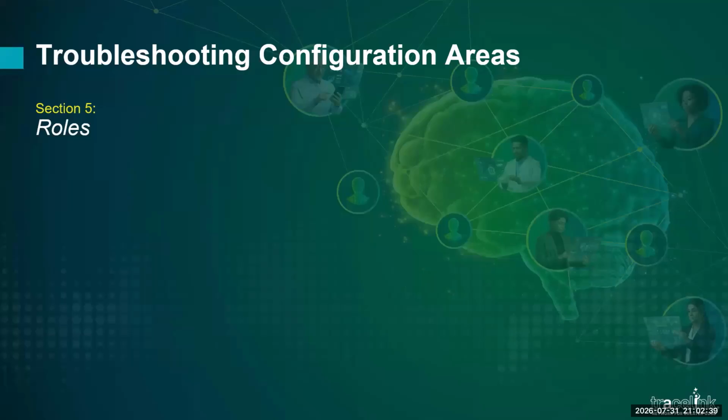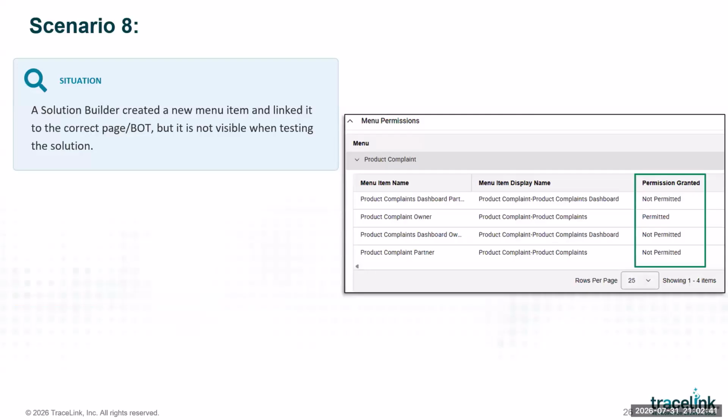Now on to roles. Let's look at scenario 8. A new menu item was created and linked to the correct page and business object type, but it isn't visible during testing. So what could still be missing if the menu item itself was created correctly?